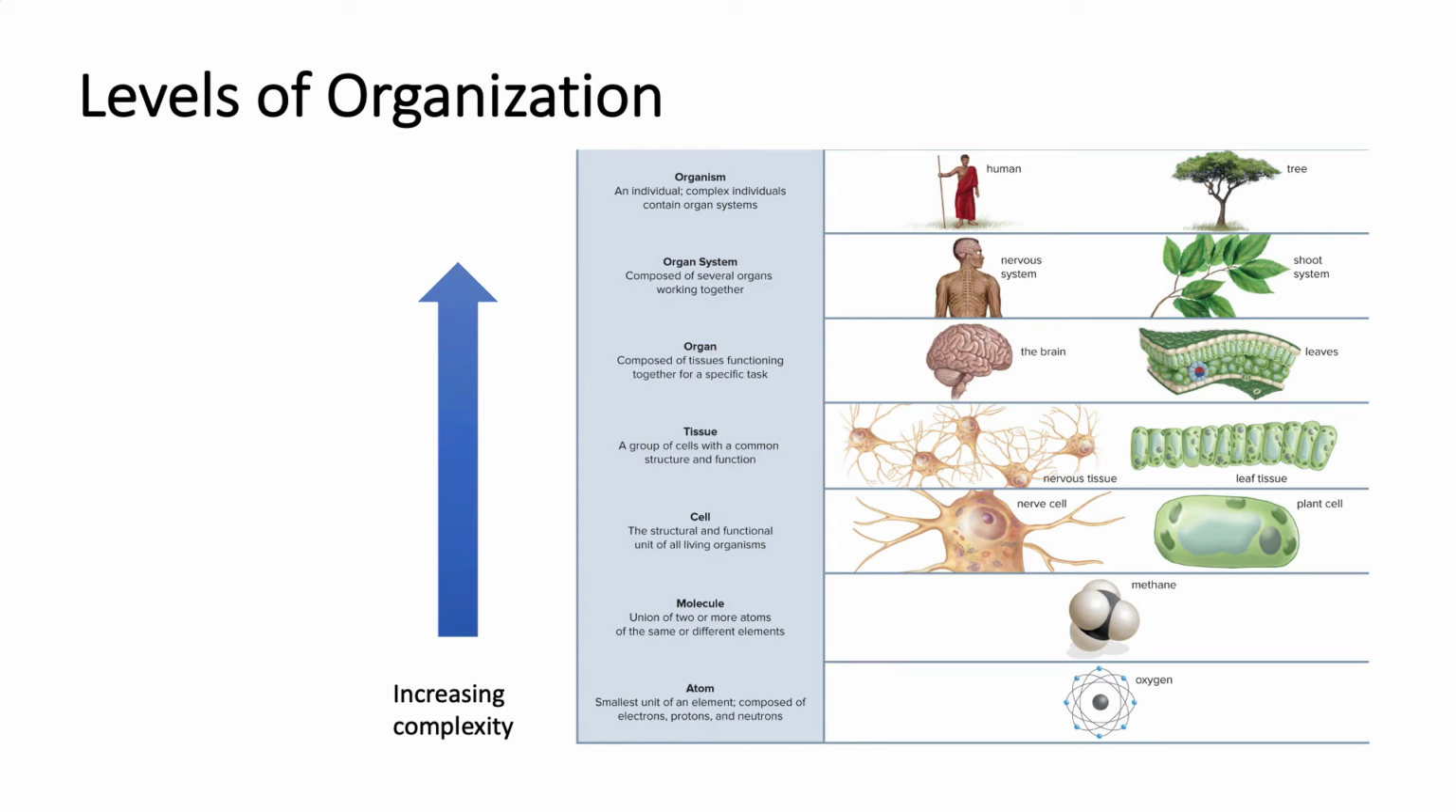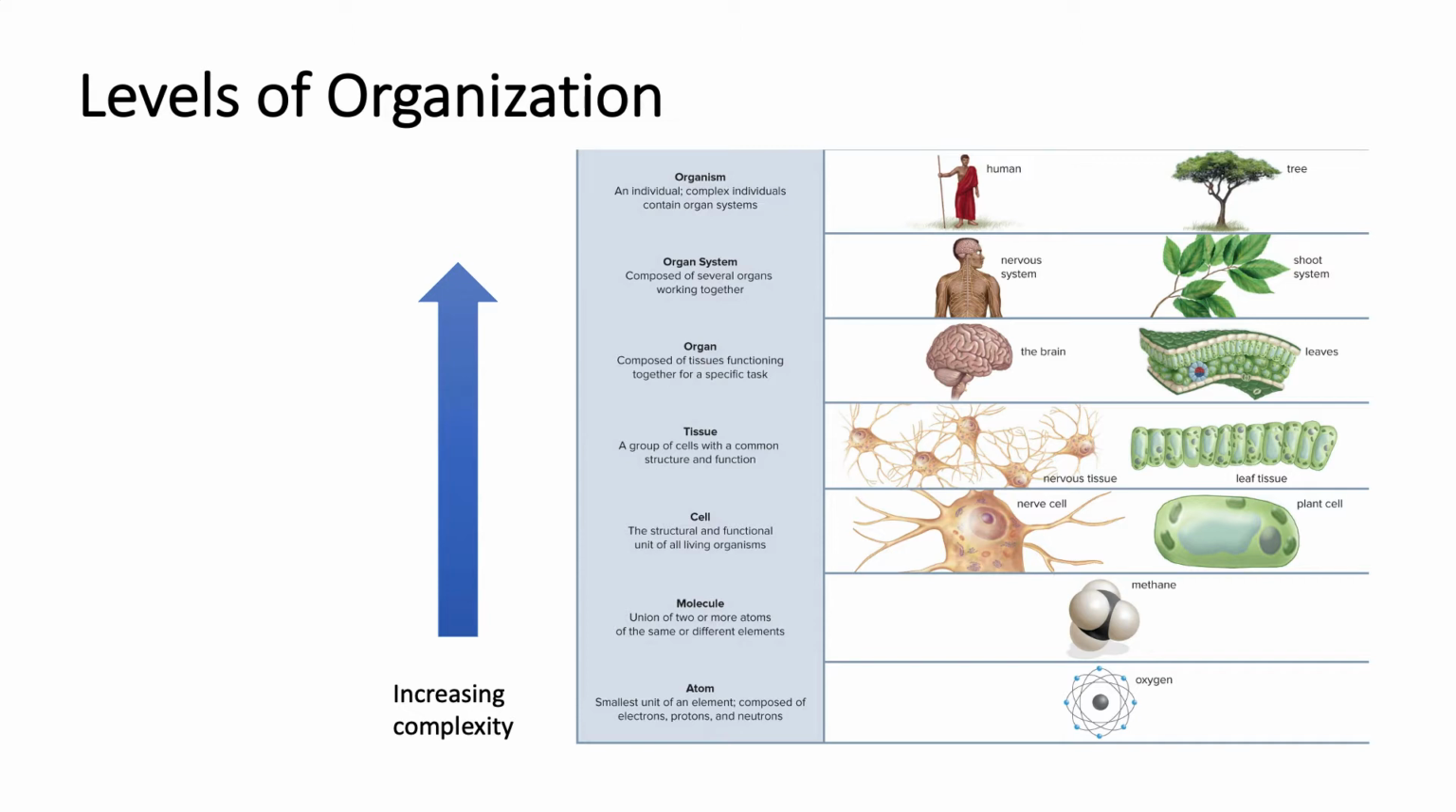Today we're going to be starting our lectures with information on the levels of organization. We're going to start in this class learning about atoms, which are the smallest possible unit of an element. We're going to learn how atoms bond together to make molecules, which then come together to make cells, tissues, organs, organ systems, and finally, the entire organism.